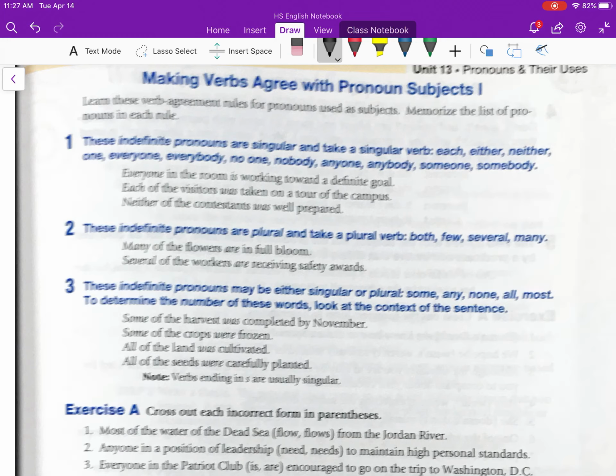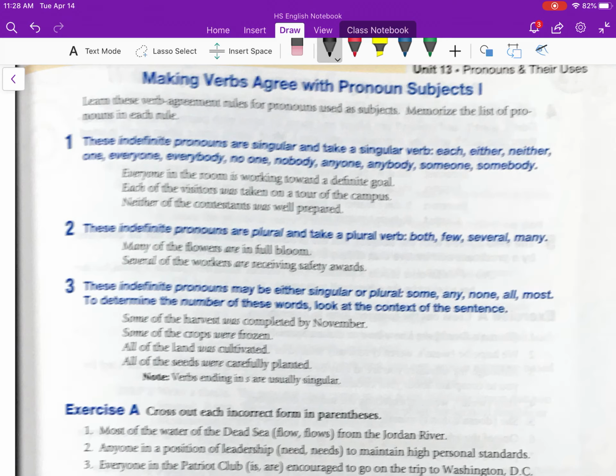Okay, let's take a look here. Making verbs agree with pronoun subjects. 1. Learn these verb agreement rules for pronouns used as subjects. Memorize the list of pronouns in each rule. Okay, so these are all dealing with indefinite pronouns, right? That was one of the 5 or 6 different types of pronouns we learned about on the previous page. Now we are dealing specifically with just indefinite pronouns.